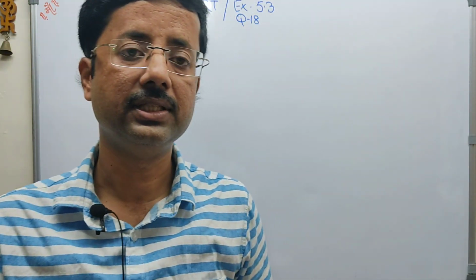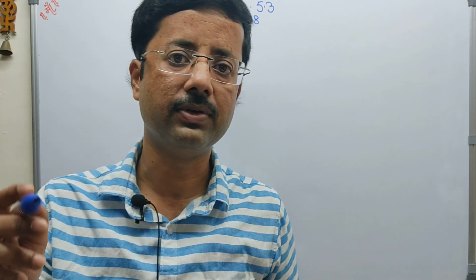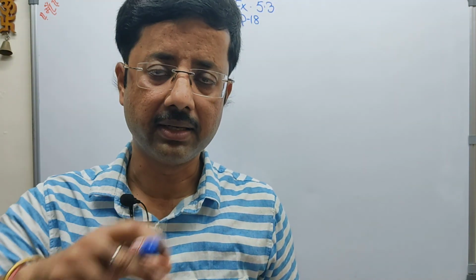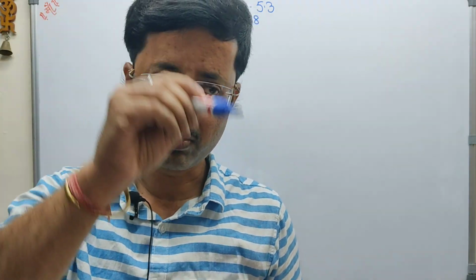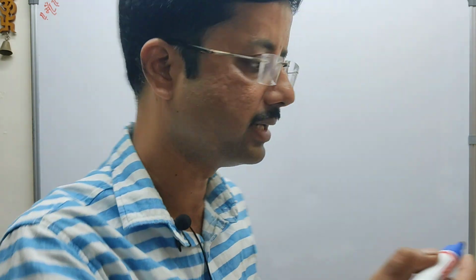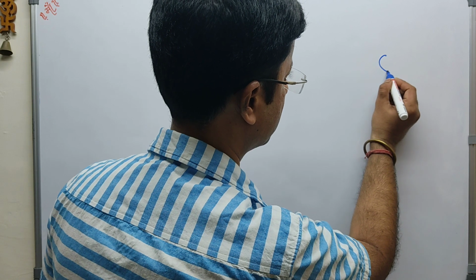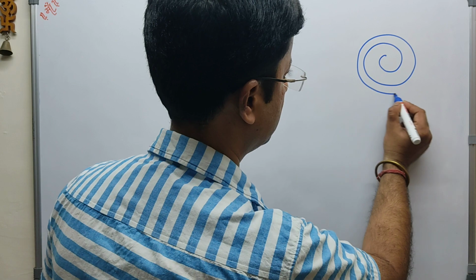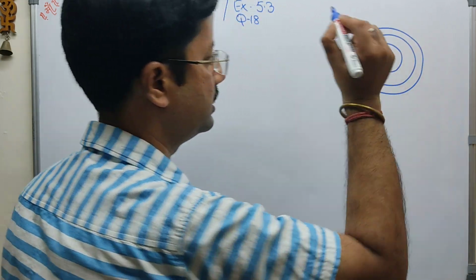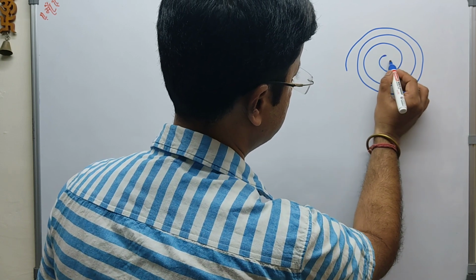The question is asking, what is a spiral? A spiral means, it is not exactly a concentric circle, but when we take a wire and make it go round and round around, then that is called a spiral. Suppose we make a round here like this. This is a spiral, right? This is a spiral.